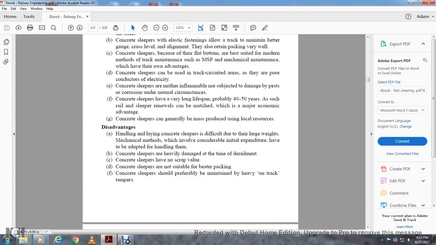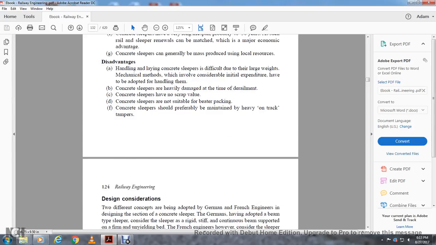The disadvantages: handling and laying concrete sleepers is difficult due to their large weight, and the mechanical methods involved require considerable initial expenditure. The concrete sleepers are heavily damaged at the time of a derailment. The concrete sleepers have no scrap value. The concrete sleepers are not suitable for better packing, and so concrete sleepers should preferably be maintained by heavy on-track tampers.